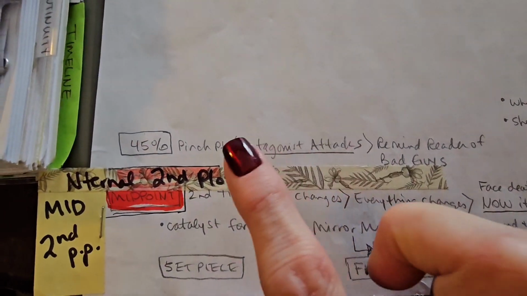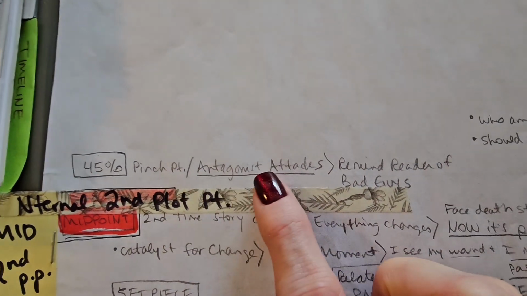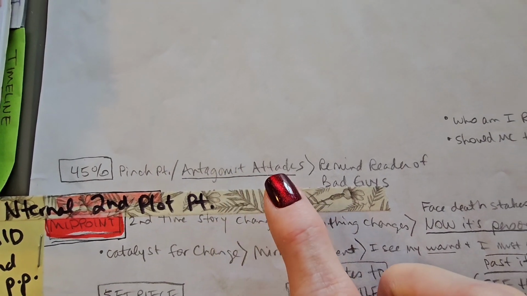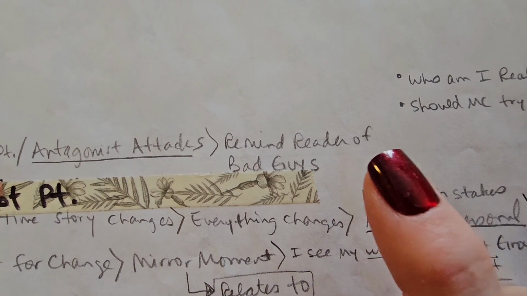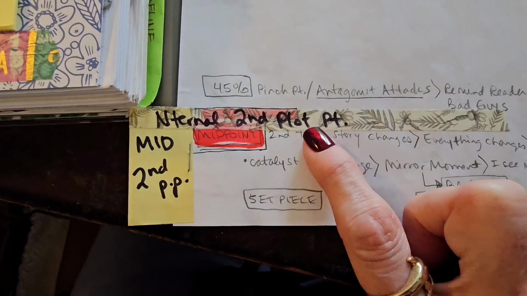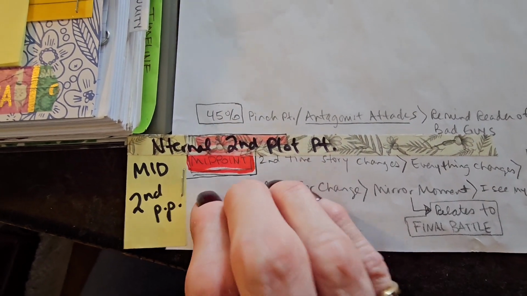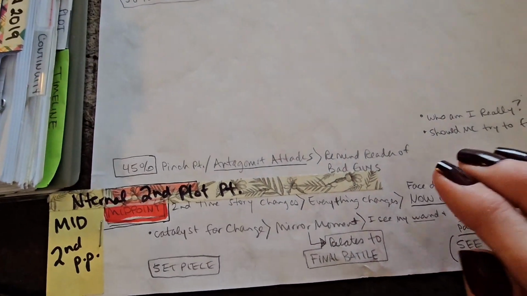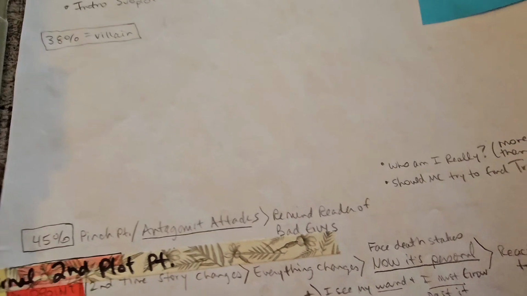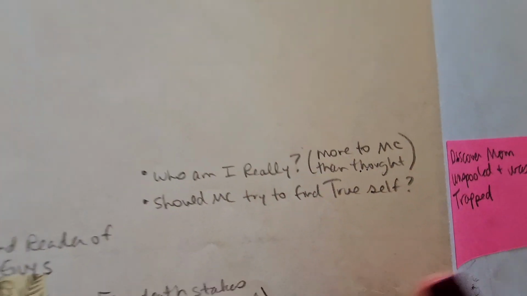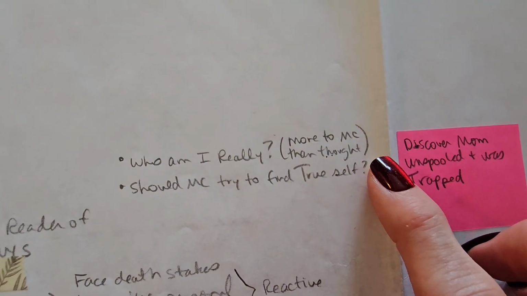The last thing down here at the bottom, around the 45% mark, is there is a pinch point. There is an antagonist attack. I've got reminding the reader of the bad guys. Okay, so by the time you get down to the second plot point, which brings you to the midpoint of your book, you need to remind your readers that there is trouble a-brewing and there are bad dudes out there. Another side note, your character's asking, who am I really?